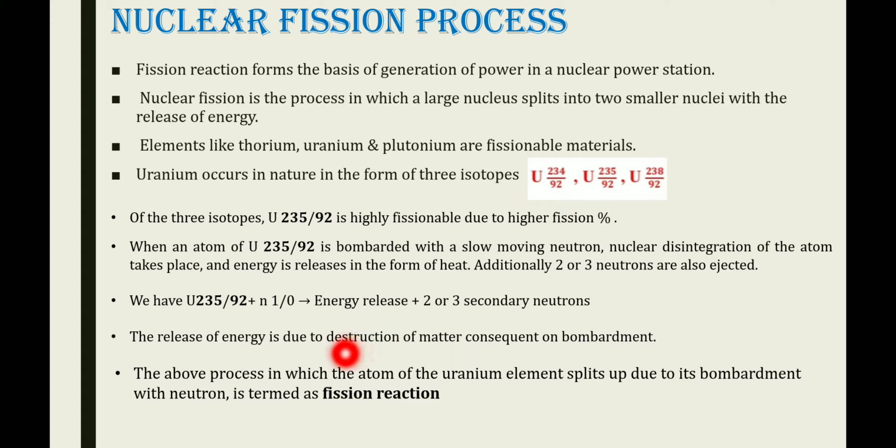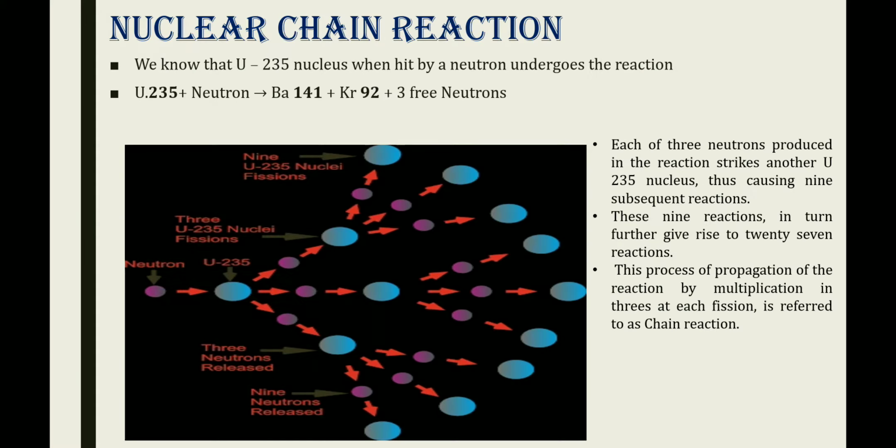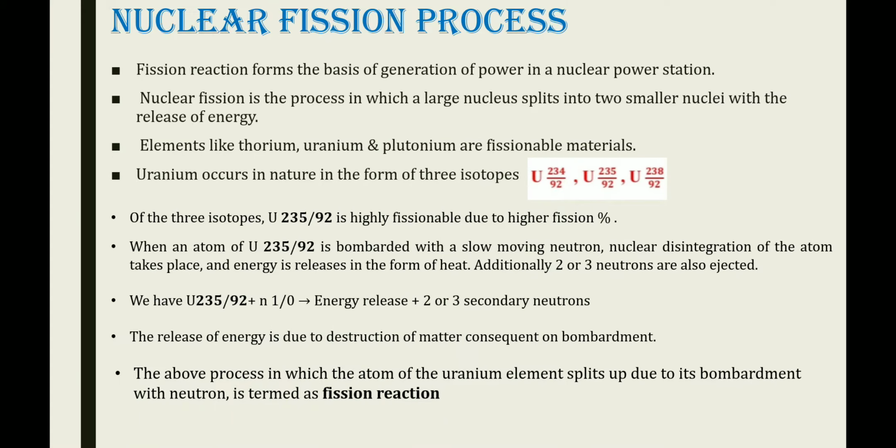The nuclear fission process is nothing but when an atom of a uranium element splits due to the bombardment. Bombardment is nothing but what? It is nothing but a hitting process, a hitting process by the projectile. Projectile is nothing but either a neutron, proton or an alpha particle.